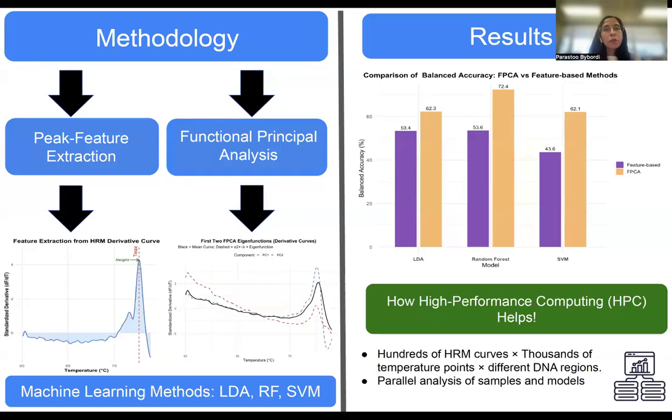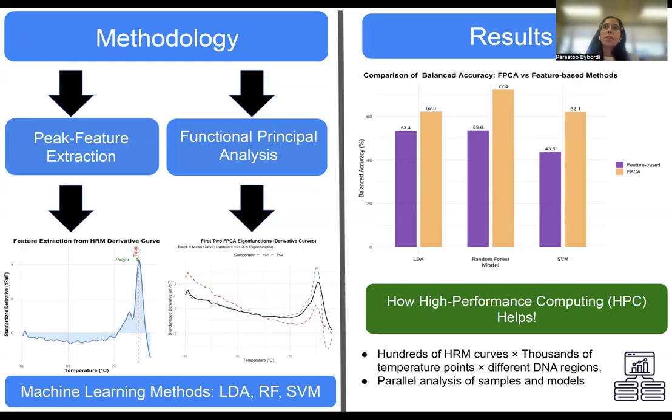And we have 2 sets of features. We run them through the machine learning models, and on the right, you can see the result. Among 3 different machine learning models, we have FPCA with the highest accuracy for random forest. The entire analysis involved hundreds of HRM curves and thousands of temperature points in different DNA regions.